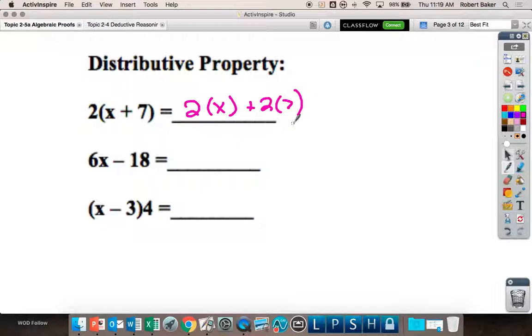The distributive property states it's 2 times x plus 2 times 7. Weird, right? I know the answer is 2x plus 14. Y'all get that. But identify what the property states. Okay, you don't have to write this stuff down. This is the stuff we're going to practice.